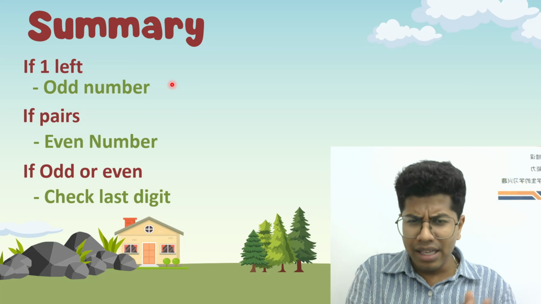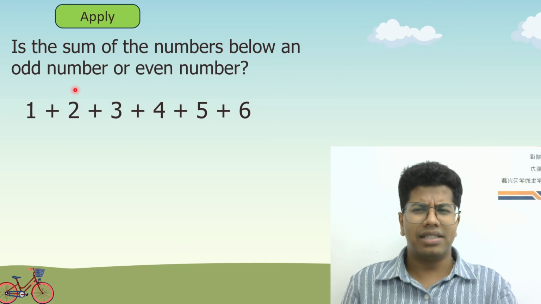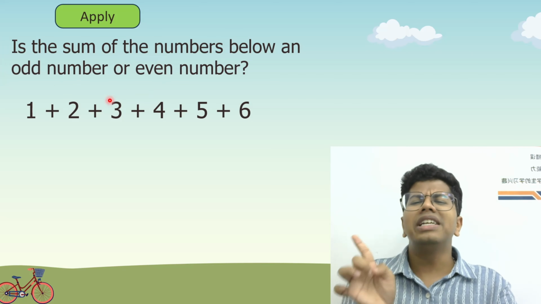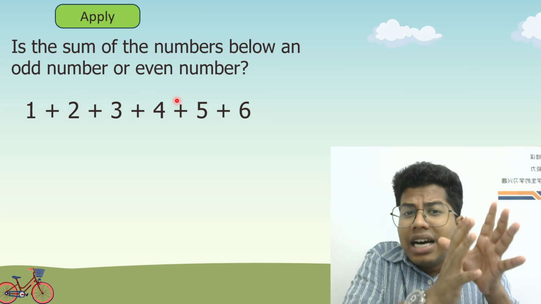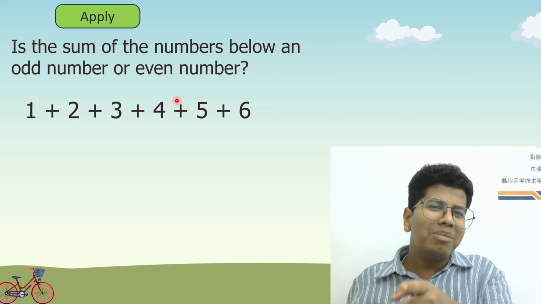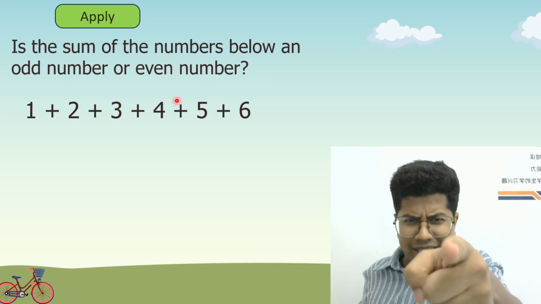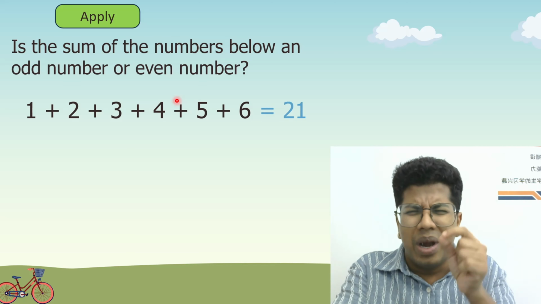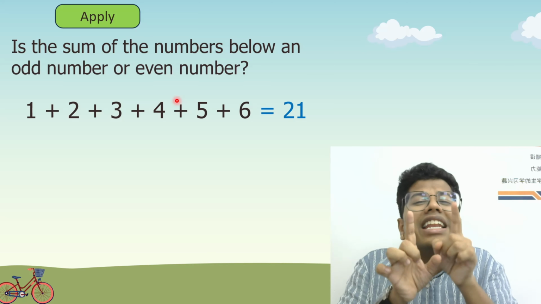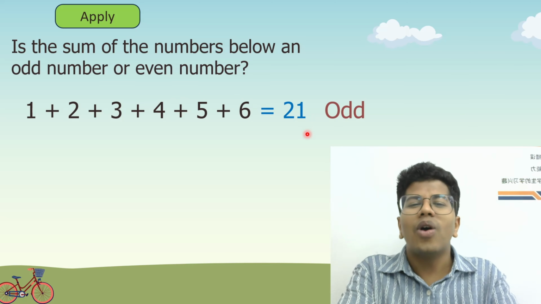Now, understanding this, let's see how we can tackle the questions about sum. The question is: is the sum of the numbers below an odd number or an even number? This means after finding the sum, is the answer an even number or an odd number? This is what we need to find. Now the numbers are pretty small here: 1 plus 2 plus 3 plus 4 plus 5 plus 6. If I add them up, what is the sum? Very fast. It's nothing but 21. Now is 21 an odd number or an even number? Lovely. There is 1 at the end. The last digit is 1. It is an odd number.